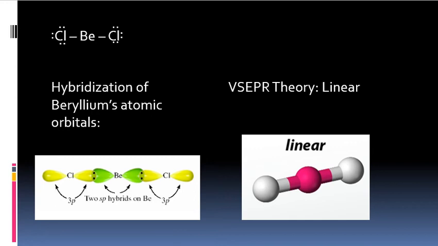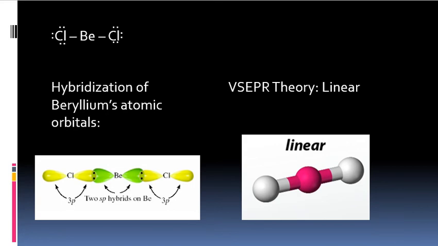Now, according to VSEPR theory, effectively we have 2 chlorine atoms. They have a lot of negative charge on them thanks to those lone pairs on the chlorines. They are going to want to repel each other as far apart as possible. Therefore, as shown in the image on the right, they're going to form a linear molecule where those chlorines are essentially completely 180 degrees away from each other.